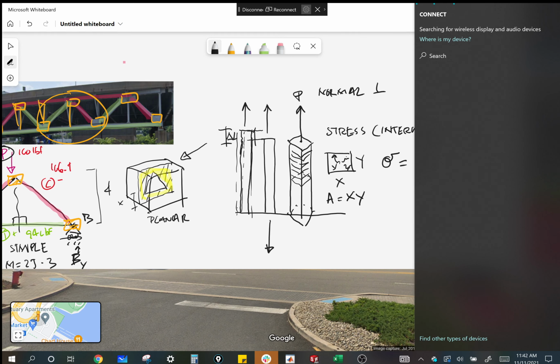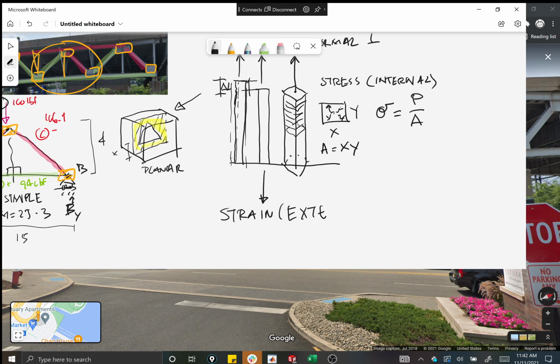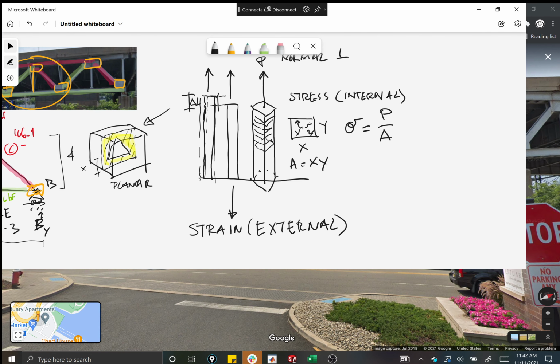Okay, and so then this is called strain. And it's the external response, right? And are stress and strain properties of geometry or of material? Very important distinction.